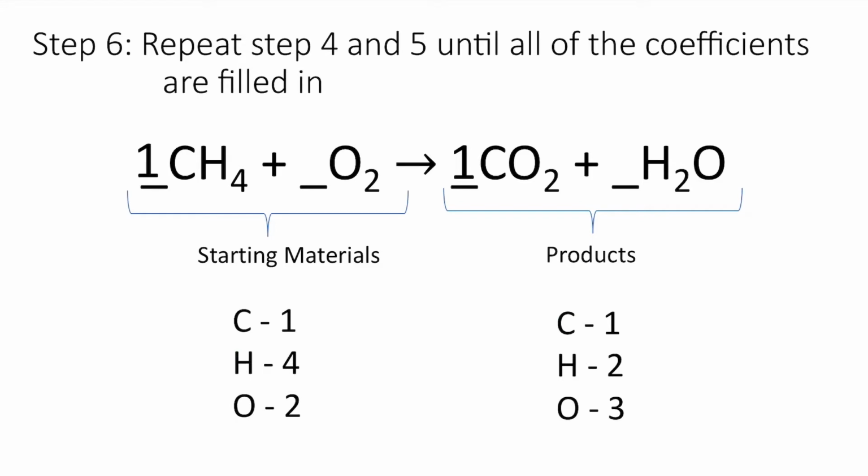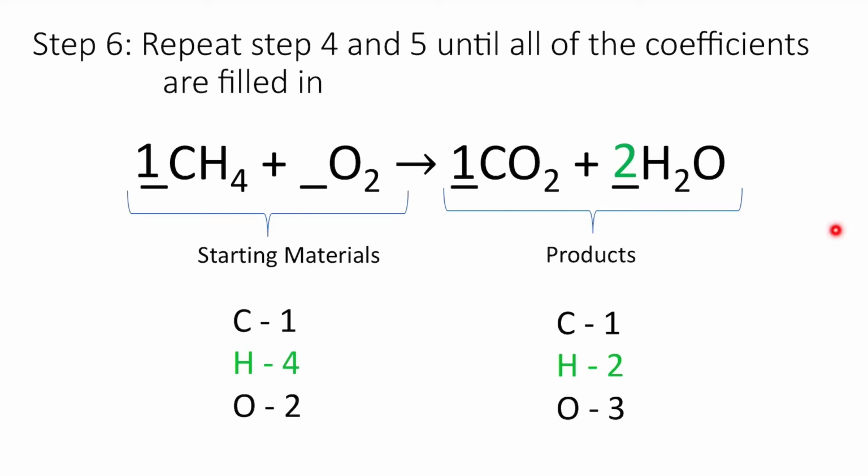Step 6 is to repeat steps 4 and 5 until all of the coefficients are filled in. We have 4 hydrogen on the starting material side, and 2 of them on the product side. Therefore, I'm going to put 2 as my coefficient of water. And now I'm going to recount the number of elements.